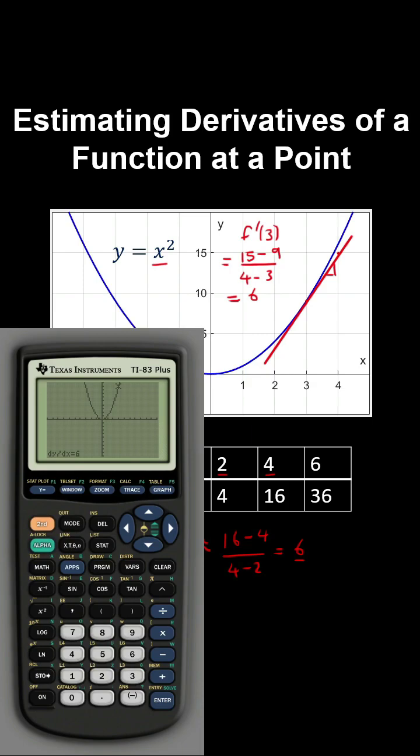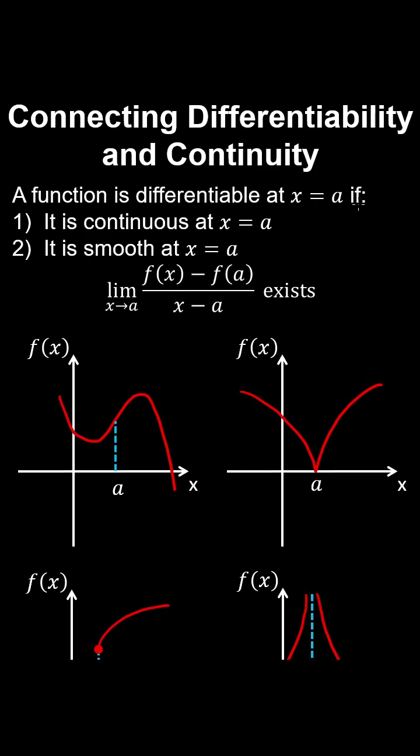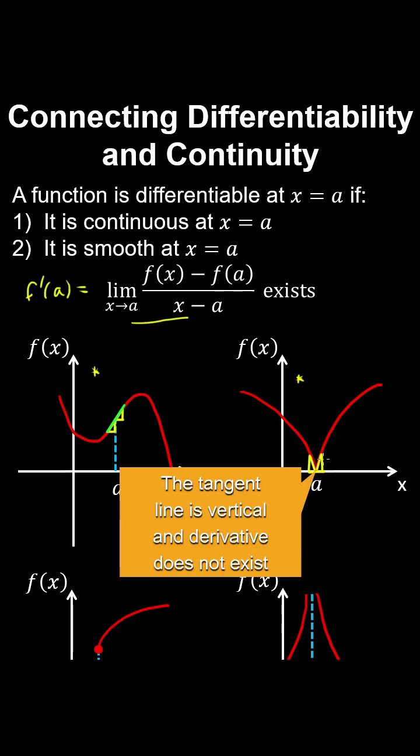graphical method here. A function is differentiable at x equals a if it's continuous and smooth at x equals a. By smooth, we mean that this limit exists. So this function here is continuous, and as x approaches a from both sides, we can draw the secant from both sides, so you can see that this limit is going to be the same from both sides at x equals a. Now this function here is continuous, but it's not smooth, because as x approaches a from the left and as x approaches a from the right, you're going to have two different slopes. In this case, the slope is infinite.